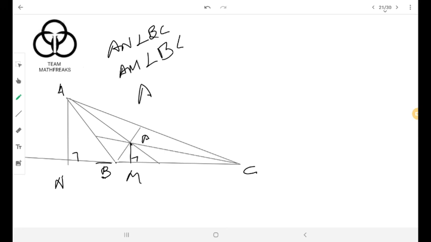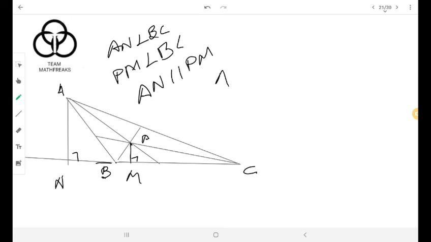We have PM perpendicular to BC. We have AN parallel to PM. From here you try to prove a similarity. Or I am just showing you the similarity.